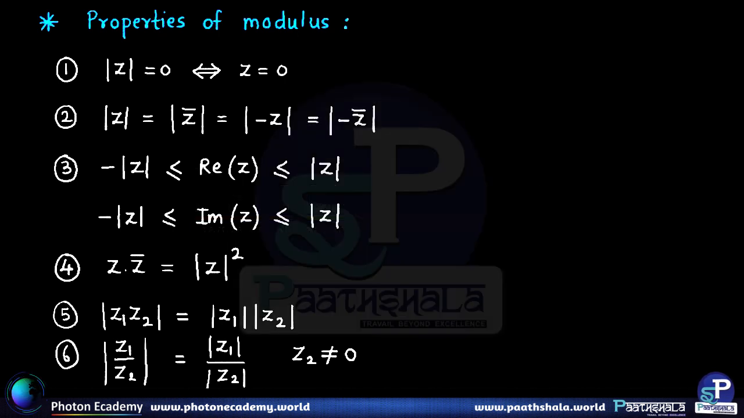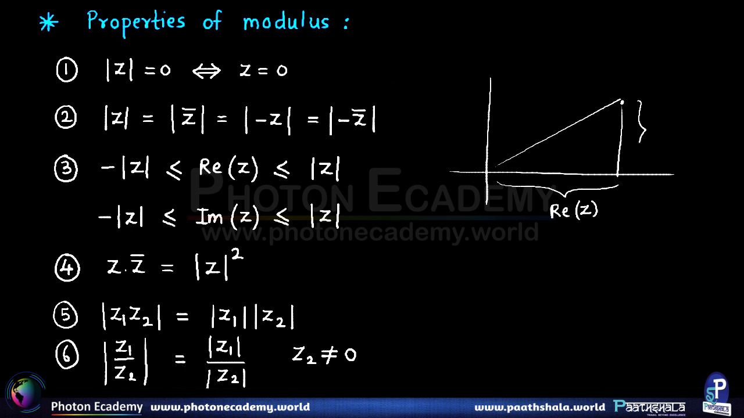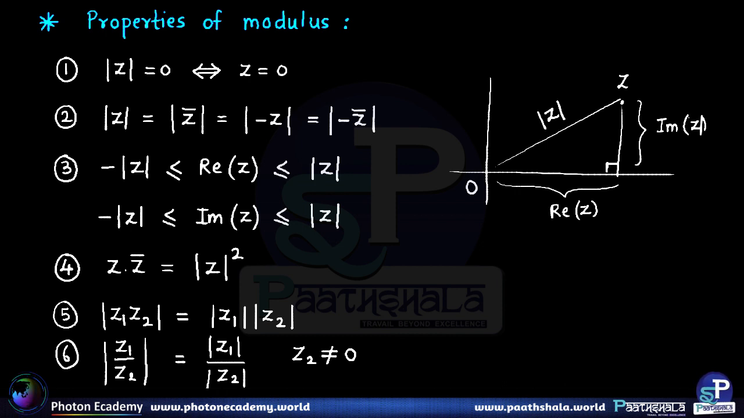Now this is very much evident if we see the basic diagram of a complex number plotted on a complex plane. We know that this is the real part of the complex number and this is the imaginary part, and the modulus is nothing but this line joining the origin and the complex number z. As this forms a right angle triangle, and each of the two perpendicular sides is always less than the hypotenuse, it follows from this that the third property holds.